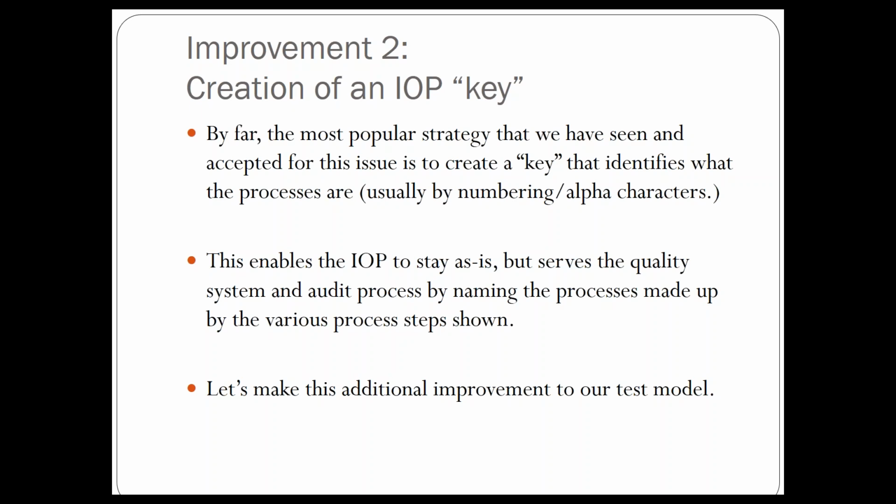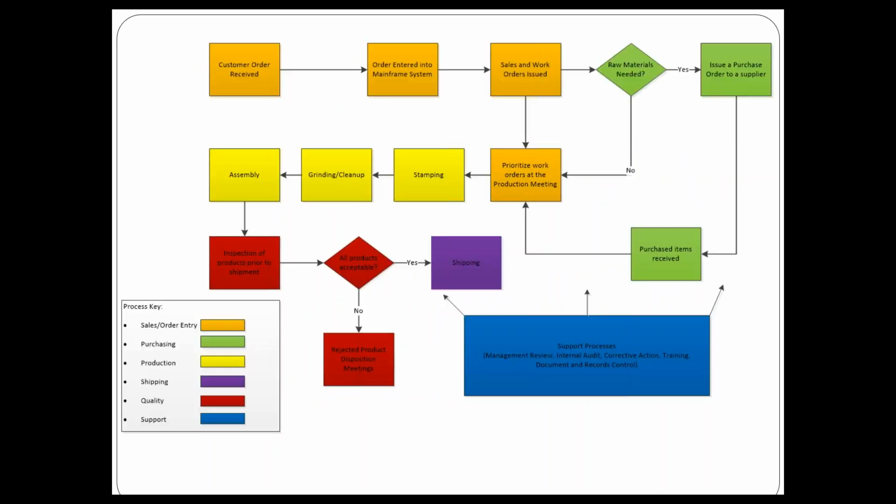Again, this enables the IOP to stay as is, but it serves the system and the audit process by naming the processes that make up the quality management system. So let's apply this second improvement. Okay, so again, the original IOP has been left intact. We now have support processes called out, and by way of color coding, we know that there are 6 processes that make up this quality management system.